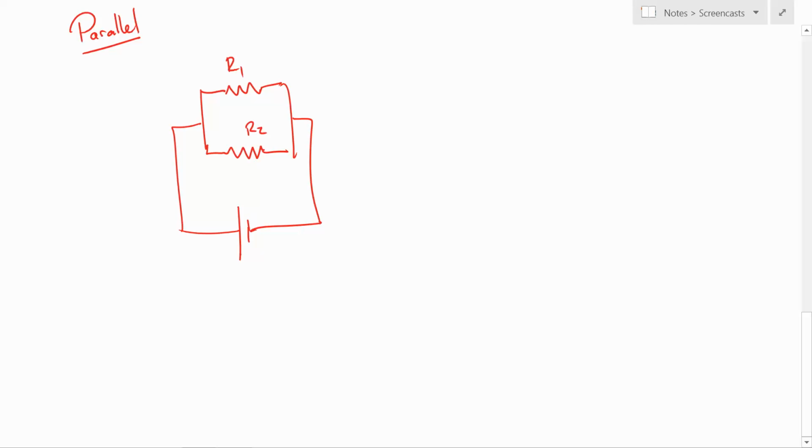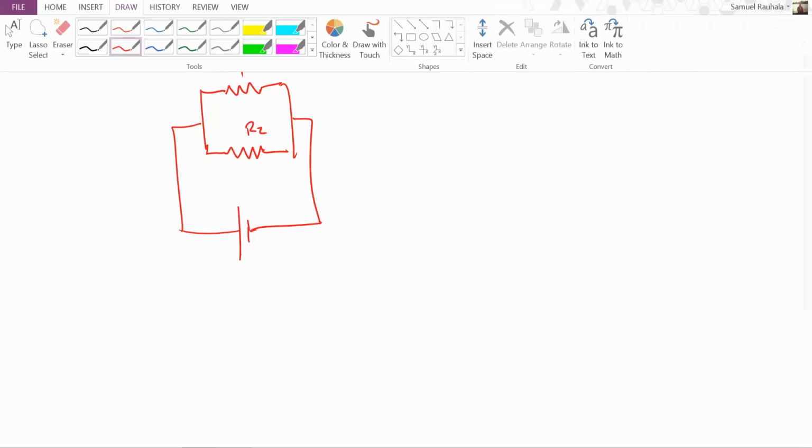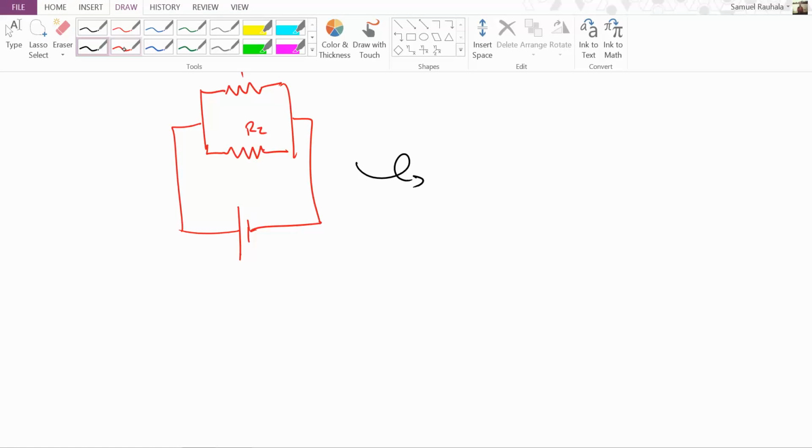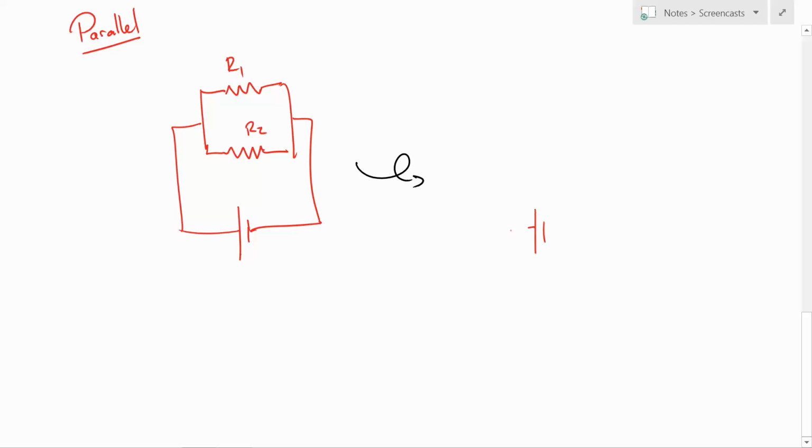Have I mentioned I love my computer? I love my computer. Anyway, and the claim again is that I can replace this by an equivalent circuit where I take out, still the same battery, but instead of these two parallel resistors, I have this one equivalent resistor.